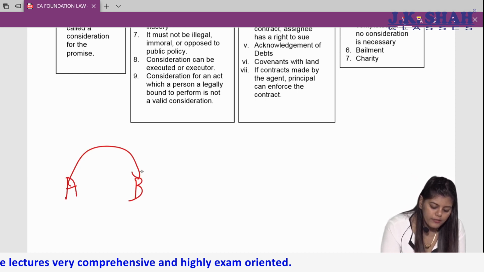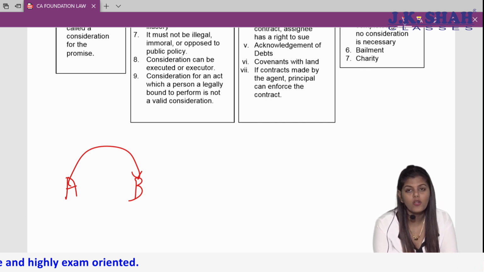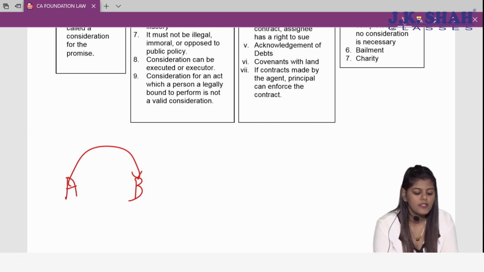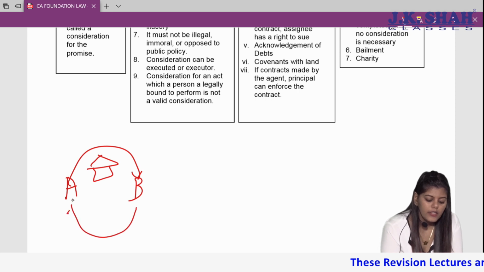A offered. See, it has to be A and B. I am not going to take fancy names because my focus is not on the name. My focus is on this content. So, A is offering the house to B and A is telling, I'll sell you this house for 60 lakhs.